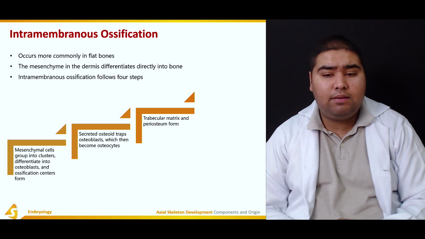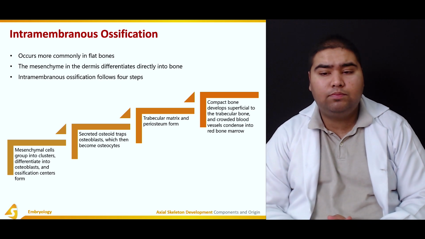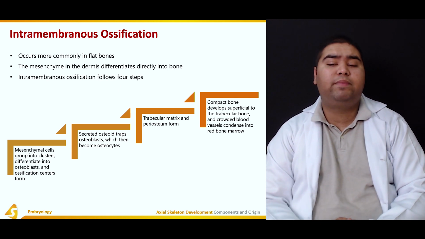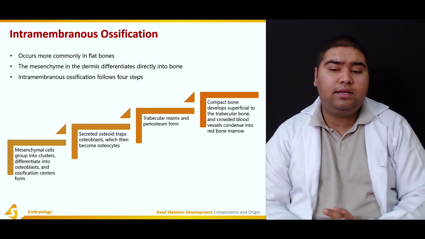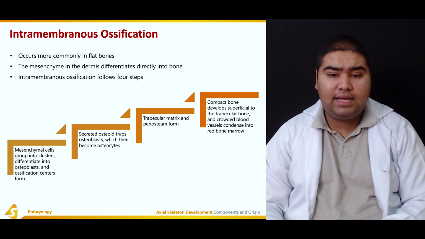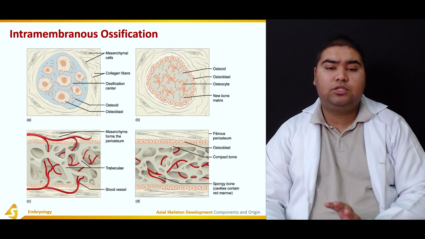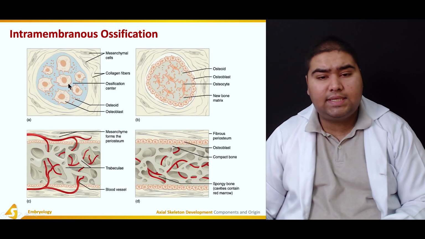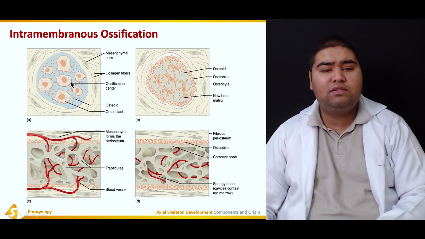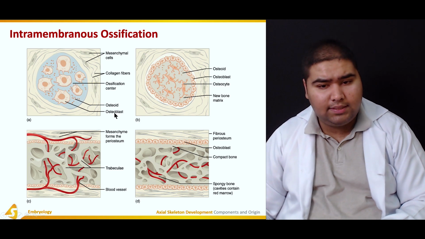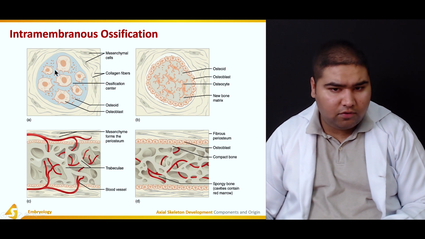Trabecular matrix in periosteum is formed, and lastly, compact bone develops superficial to the trabecular bone, and the crowded blood vessels condense into the red bone marrow. In the next slide, we'll take a look at the following process pictorially. This is the first process in which the mesenchyme arranges itself. The mesenchymal cells form osteoblasts. They tend to secrete osteoid, and an ossification center is formed.